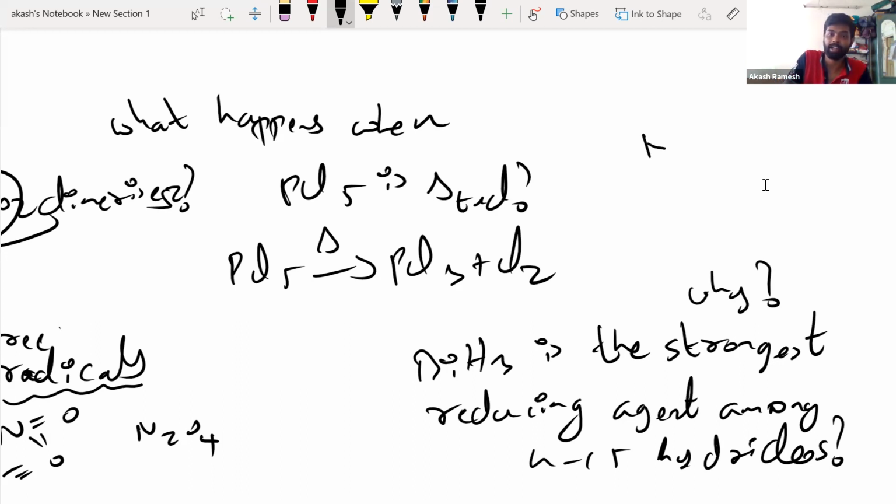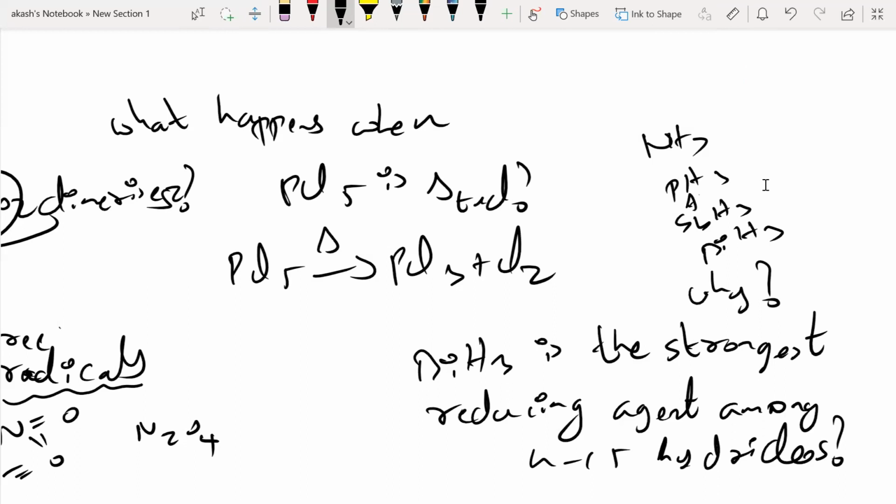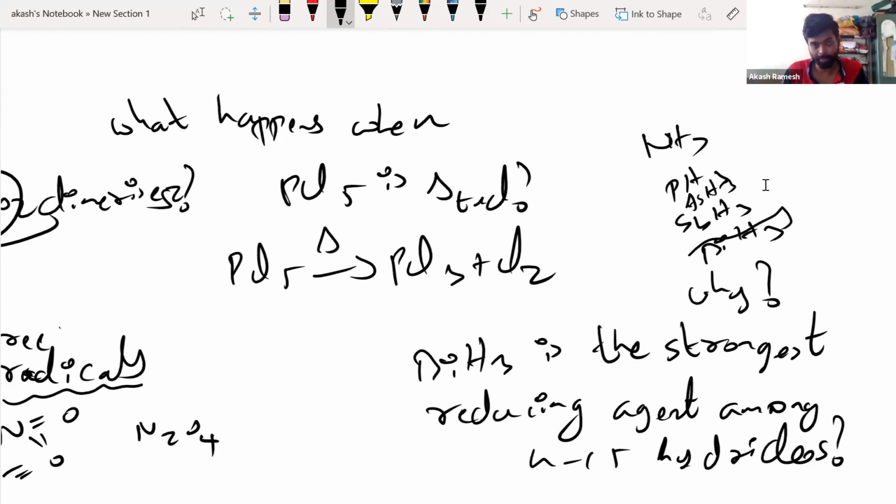So basically, you are talking about NH3, PH3, SbH3, BiH3. Arsenic is there, AsH3. All there among that. Sir, I think BiH3 is the strongest reducing agent because of its least stability, and there is increase in the size of the central atom. Okay, so if there is increase in the size of the central atom, what happens?